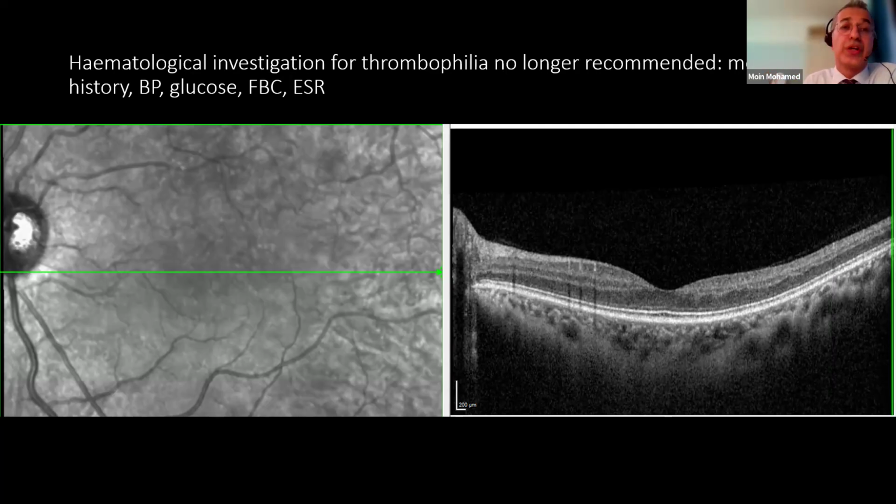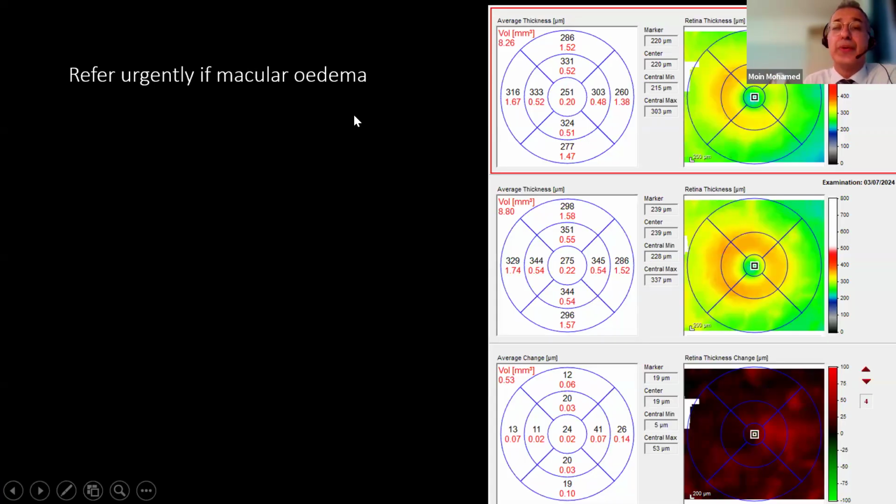So the current college guidance, Royal College of Ophthalmologists guidance, is detailed history, blood pressure, glucose, full blood count, and ESR. And that'll pick up most changes which will predispose. So this was the lady I've just shown.